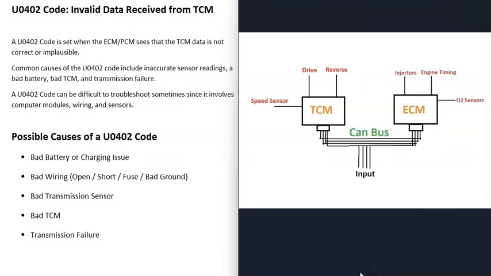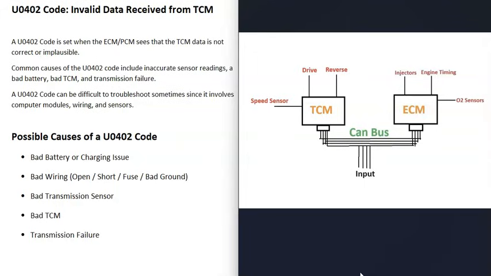Well, there's different computer control modules inside of a vehicle. You could have an engine control module or ECM. You could have a powertrain control module or PCM. You could have an ABS module. And there's also what's called a TCM, which is the transmission control module that basically just controls all the transmission functions. And it does this by reading information from different sensors and other computer control modules.